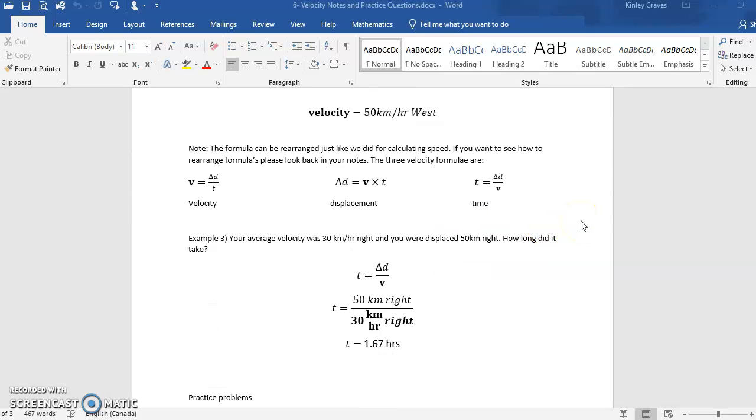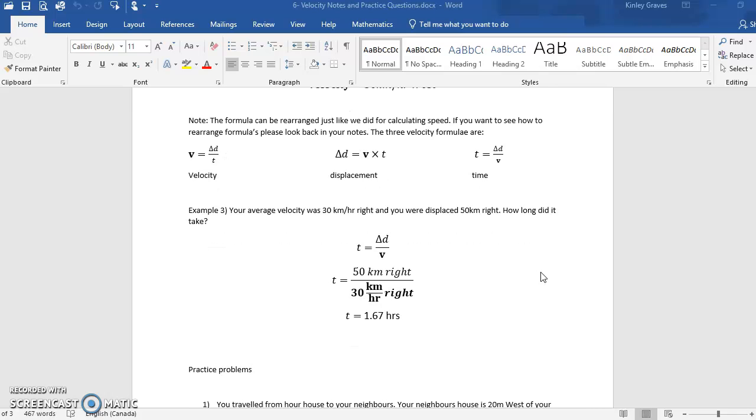So just like for speed, we can rearrange our formula so that we could be calculating for something different. So this is our velocity formula. If we needed to calculate for the displacement, if we were given the velocity and the time, we could calculate for displacement. And here, if we were given the displacement and the velocity, we can calculate for time. So if you want to remember how to rearrange formulas, just take a look back in your speed notes. I just wrote them out here for us because we already went through the steps of how to rearrange a formula. So again, take a look back at the speed notes if you want to just take a quick glance at how to rearrange formulas.